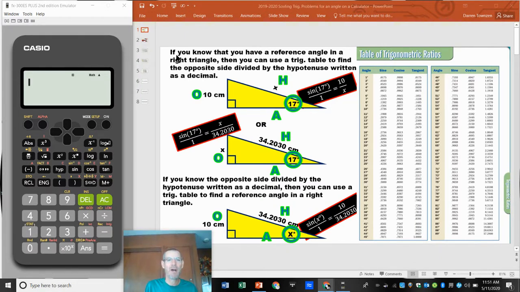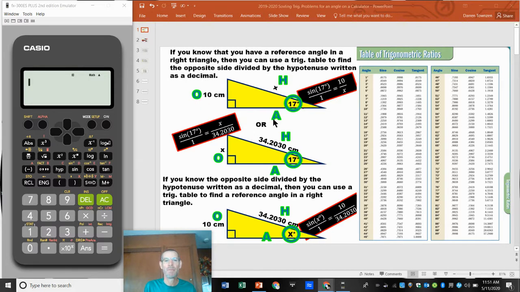If you look up at the top, if you know that you have a reference angle in a right triangle, then you can use a trig table to find the opposite side divided by the hypotenuse written as a decimal. So you can see I have my triangle, I circled the reference angle, I have my hypotenuse and adjacent, the remaining side is the opposite.